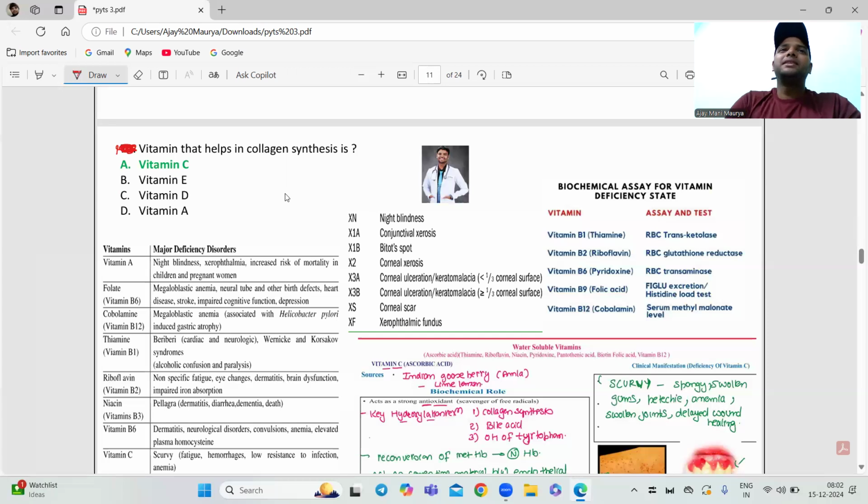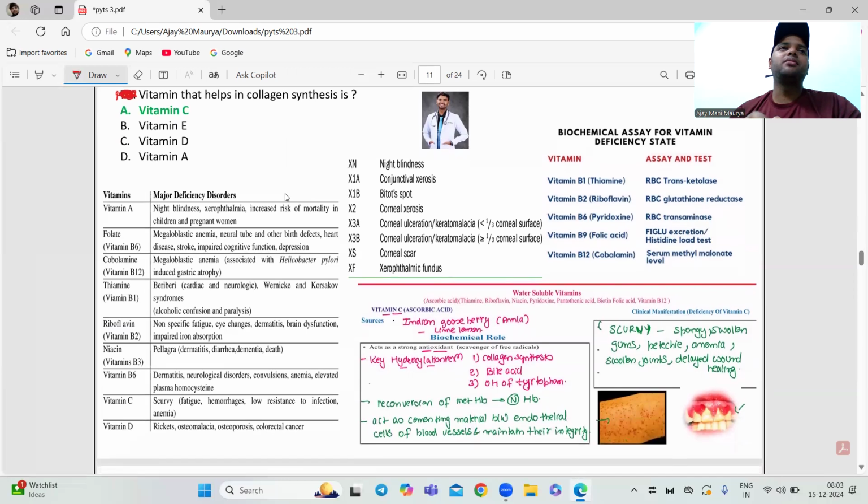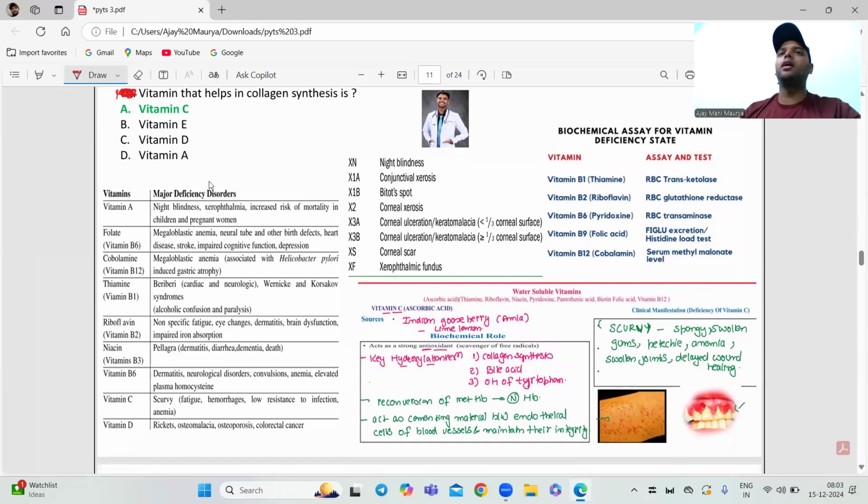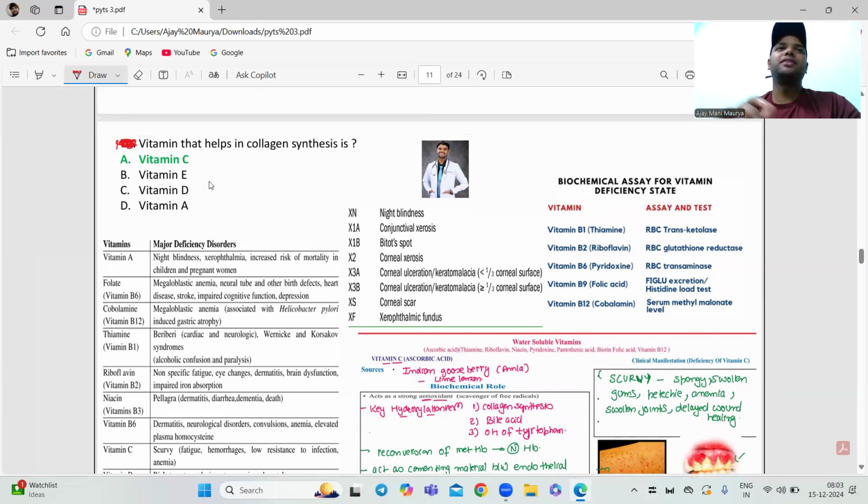Next one is the vitamins, guys. The vitamin that helps in collagen synthesis is vitamin C. Please remember all the vitamins. I think you all know about the vitamins.